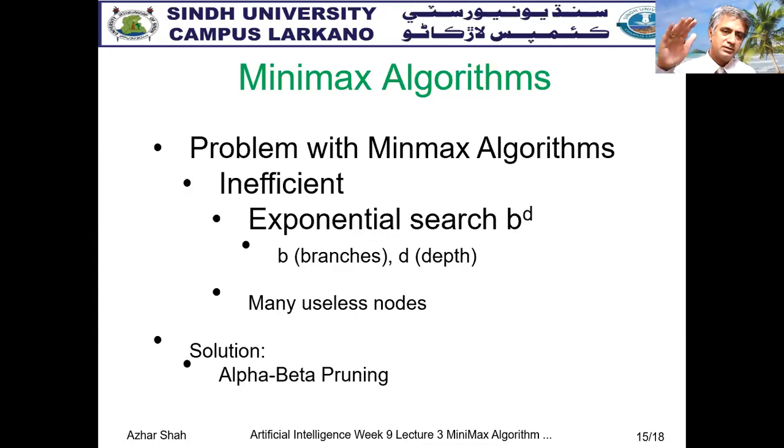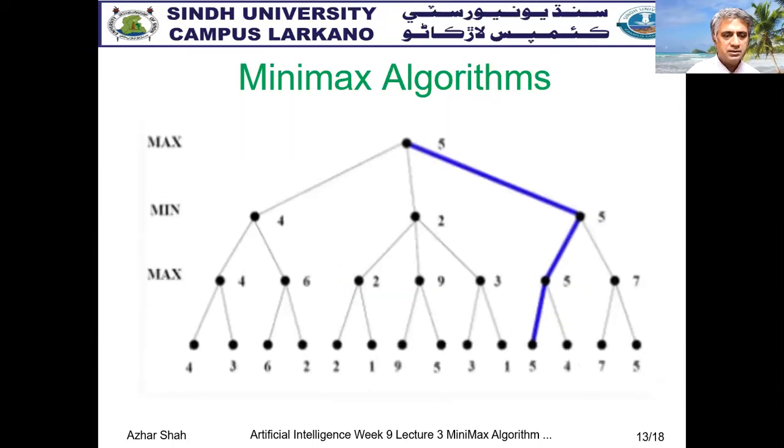Now, if the levels increase, the branches increase, the tree size increases, and it would make the system slow and inefficient. As we will see in the next lecture, there may be many leaves and many branches which are useless. For example, here in this case, we do not take care of these branches and leaves on the right side. So on the right side, you see, we just ignore them.